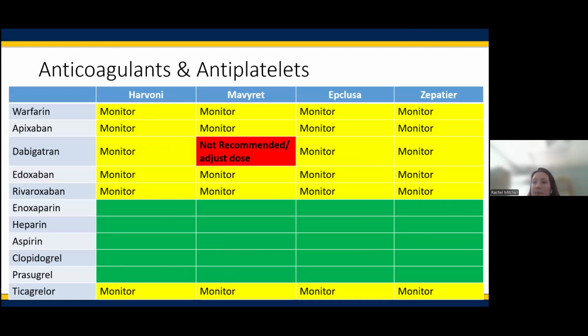All right, next up, we've got anticoagulant and antiplatelet medications. First one, always got to throw in warfarin. I always say warfarin is voodoo. It's more of an art than a science when it comes to dosing warfarin.